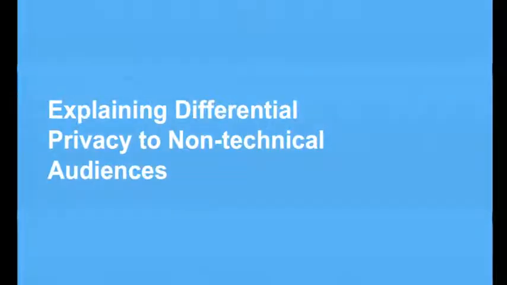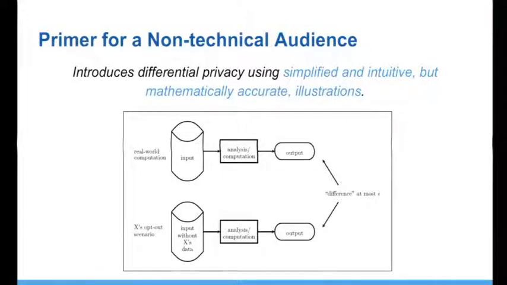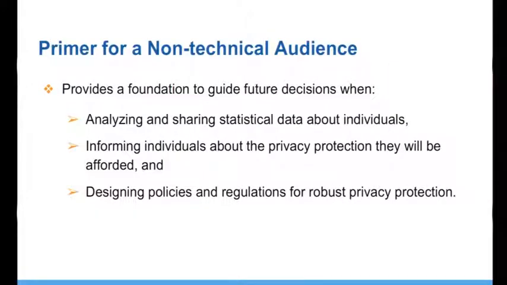One area of our research has aimed to develop educational materials to explain differential privacy to non-technical audiences. We've drafted a primer on differential privacy, and it aims to introduce the differential privacy framework to social science researchers, policymakers, lawyers, and other privacy practitioners using simplified and intuitive but mathematically accurate illustrations. These materials are intended to provide a foundation for practitioners so that they can make decisions about whether and how to analyze and share data about individuals, how to inform individuals about the privacy protection they will be afforded, and how to design policies and regulations for robust privacy protection.